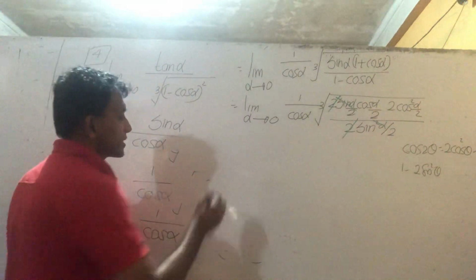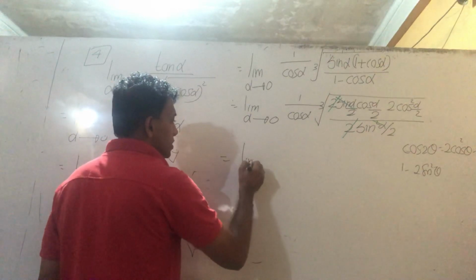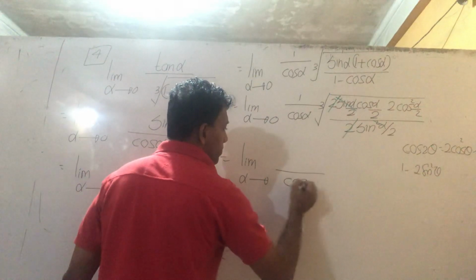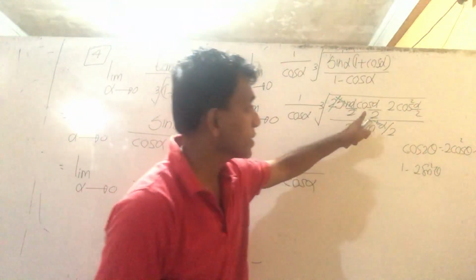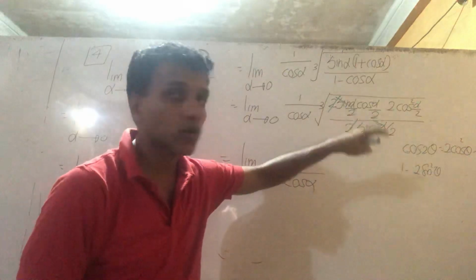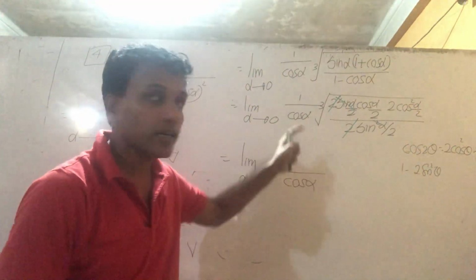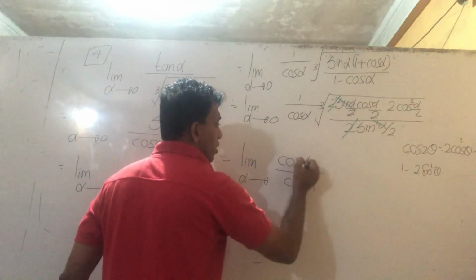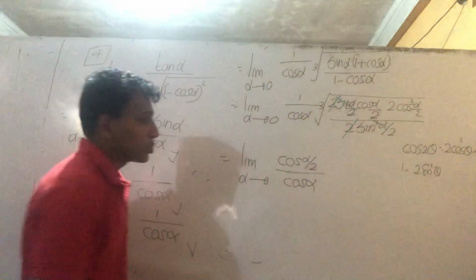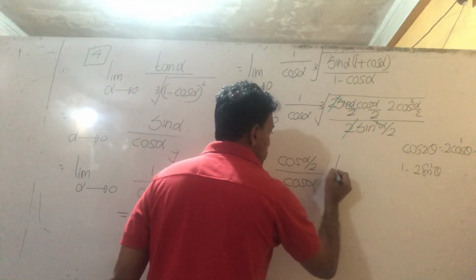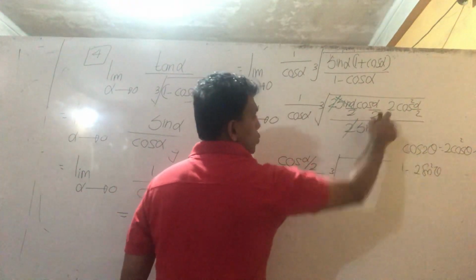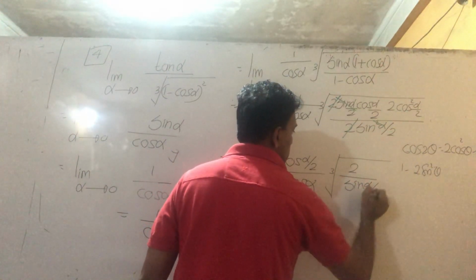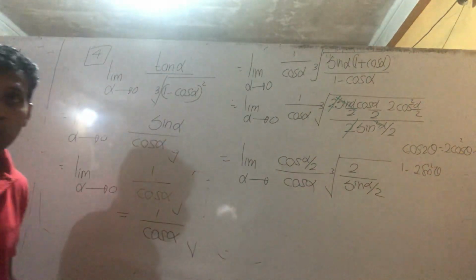So inside the third root, below cos alpha, what is inside? Cos into cos square, cos cube. The third root of cos cube is taken out as cos alpha by 2, okay? So what is the inside part, third root, there's a 2 and below sine alpha by 2, sine alpha by 2, okay?